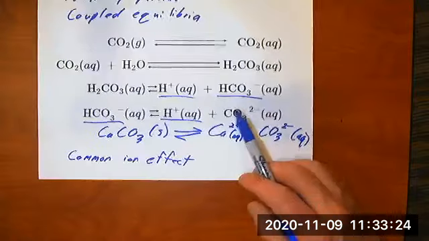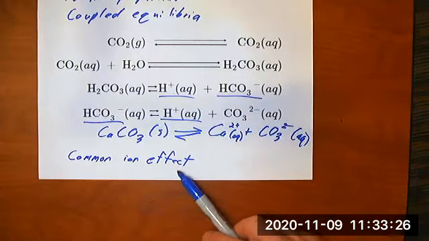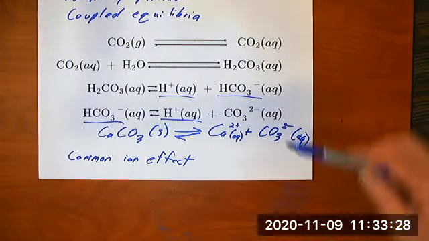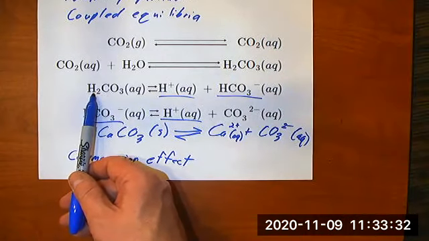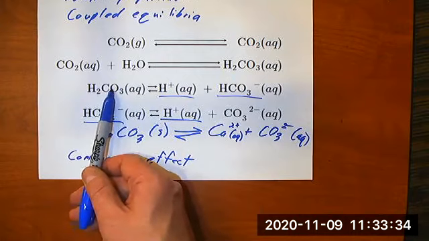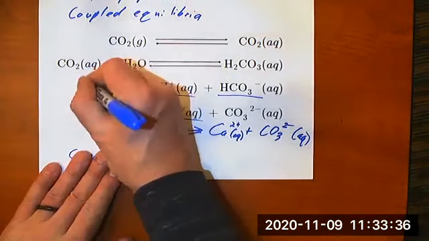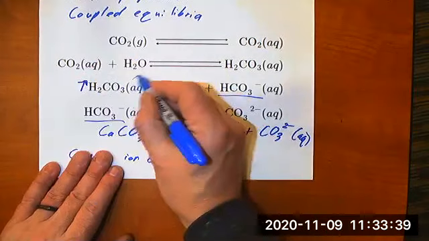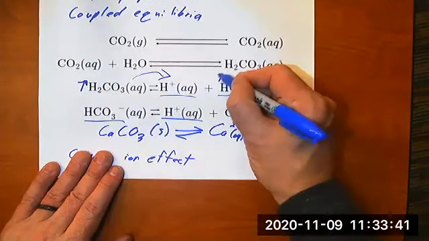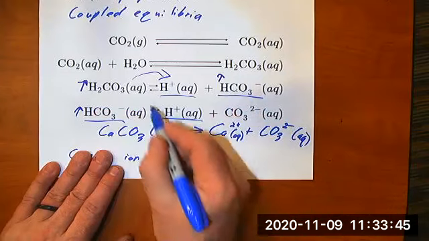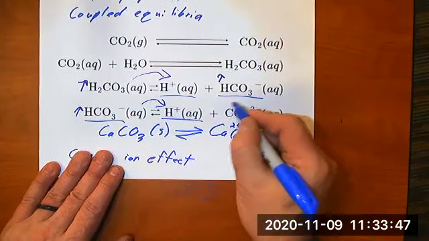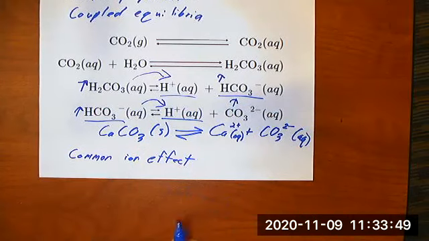And so what this means is that if you have a change here that affects the concentration of the carbonic acid, let's say this one goes up. Le Chatelier says the reaction is going to shift this way, making this go up. Well, if that's going up here, it's also going to go up here, which means that this equilibrium is going to shift that way and the carbonate is going to go up. So that's the general idea of a common ion effect.